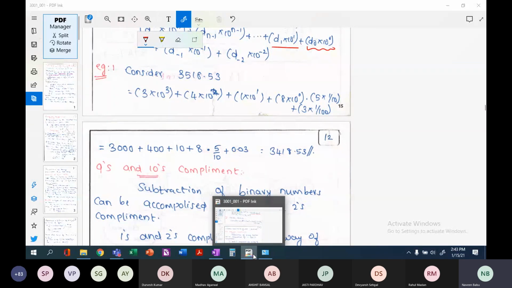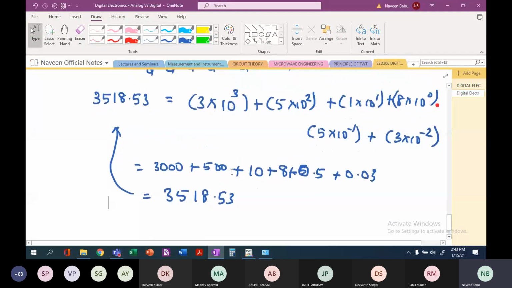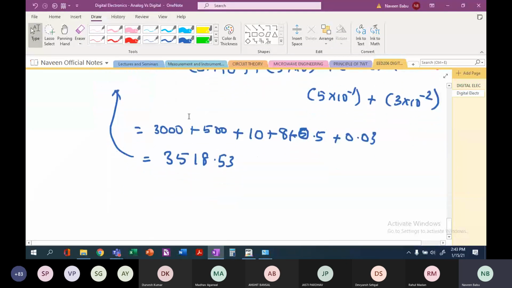Now all these are positive numbers, right? Say for example, 3518.53 is a positive number. But in case of negative numbers, as human beings we know that if we write minus 54, this is a negative number. Normally, for subtraction, computers do not subtract as we do as humans. Computers will do subtraction by adding. They will follow a method of addition to do subtraction.